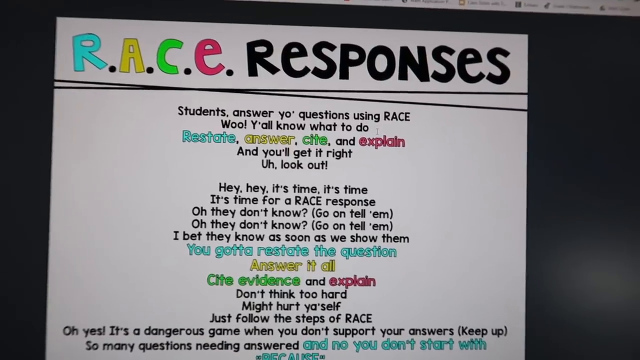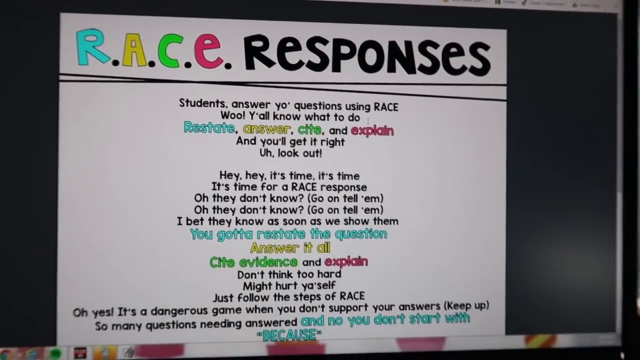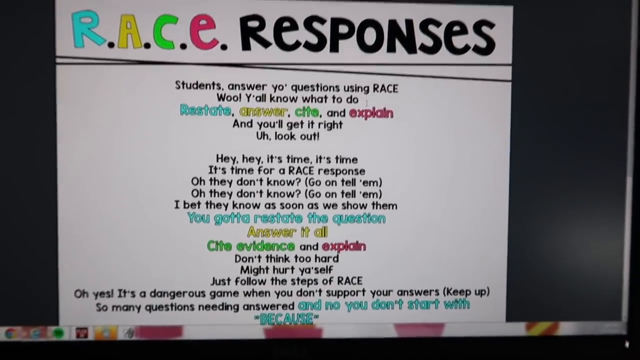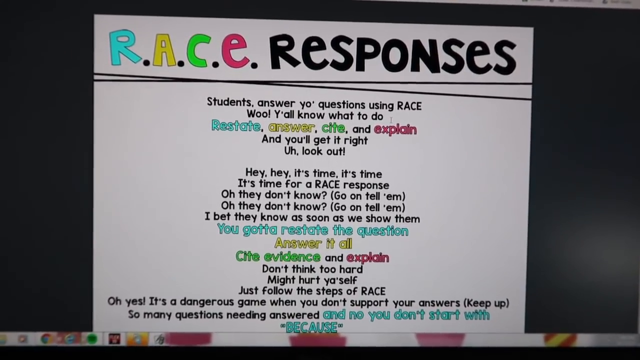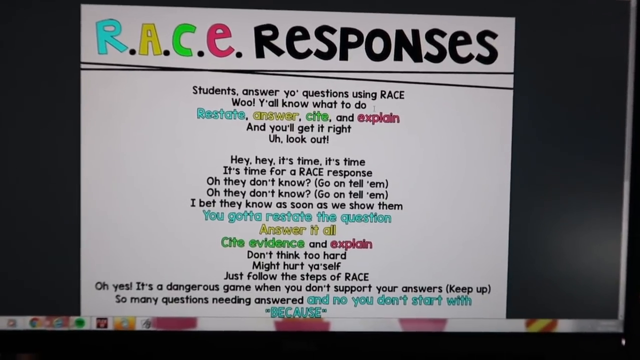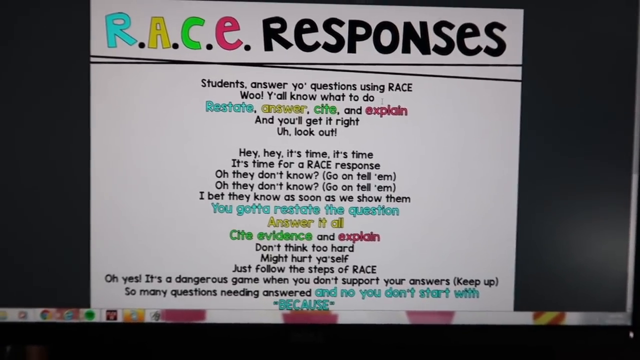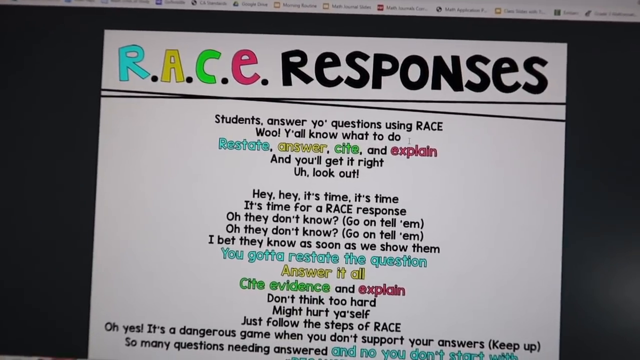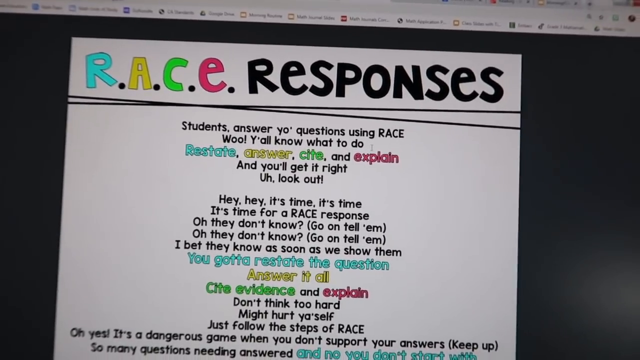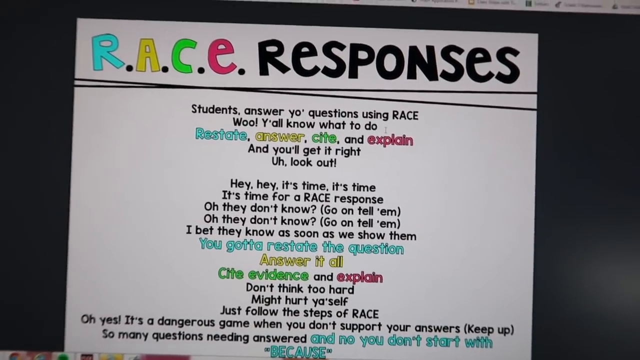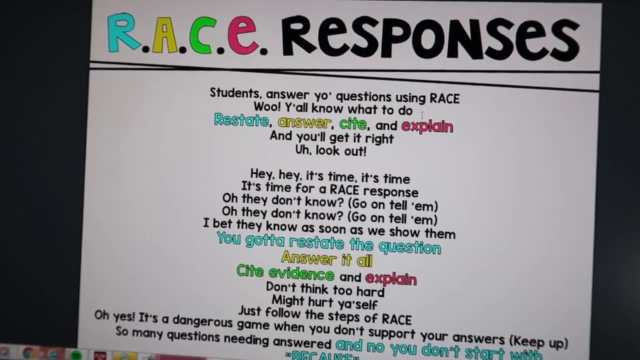So that part is repeated, it's easy, it's a little bit slower, and that's probably the part of the song that they know too, and so that beat makes sense to them. And so this is what we are using to help teach them what a RACE response should include. So some of them, yes, they're not going to get all the words, but that's okay, because if they're understanding that R stands for restate, A stands for answer, C stands for cite, E stands for explain, then that's really all I care about. So then right after I taught them that song, I had them practice.